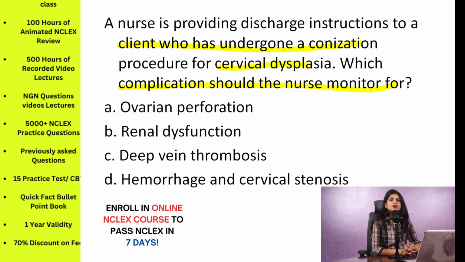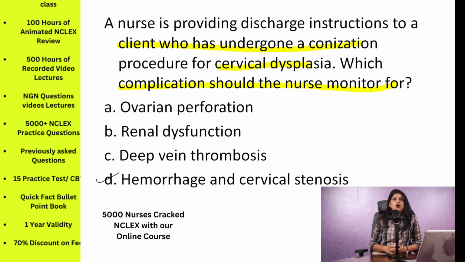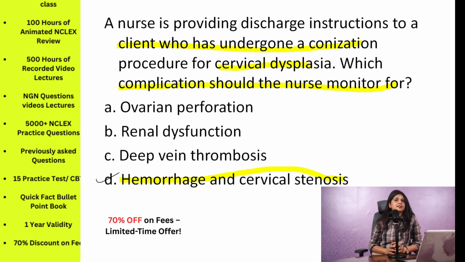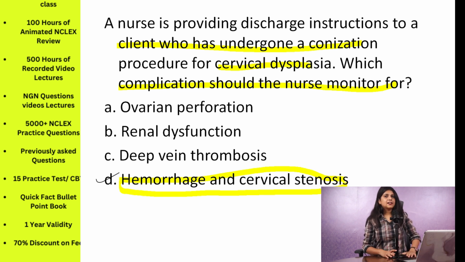D. Rationale: Conization involves removing a cone-shaped area of the cervix and is commonly used to diagnose and treat precancerous lesions. Complications include hemorrhage, infection, and cervical stenosis, narrowing of the cervical canal. Ovarian perforation is not a known complication of this procedure.